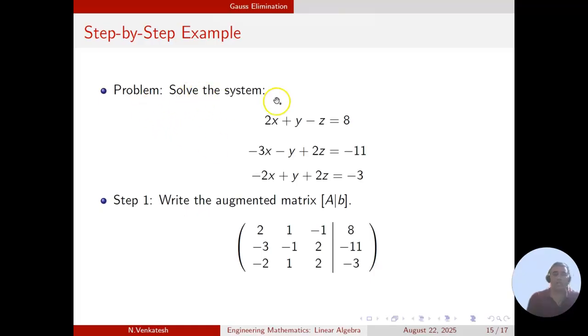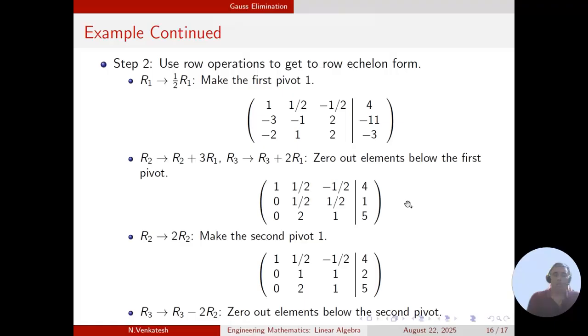Now let us consider this equation where you have coefficients 2, 1, minus 1, 3, minus 1, 2, minus 2, 1, 2, and this is augmented with b, the right hand side, 8, minus 1, 3, and we do some elementary row operations. First we consider the first row, first element as a pivot element, and by using that we get a row echelon form. That means all the elements below that first row element should be 0.